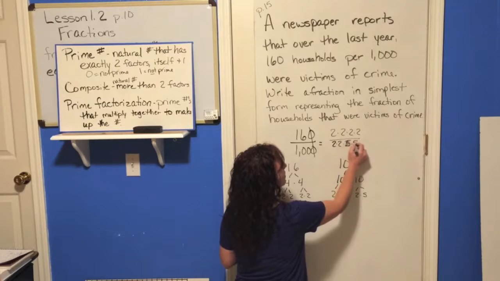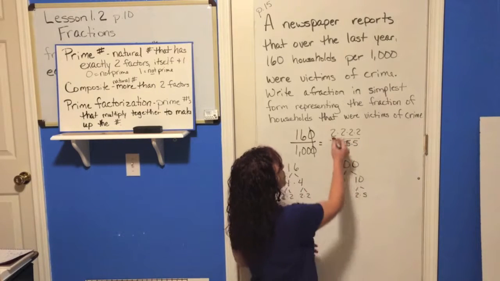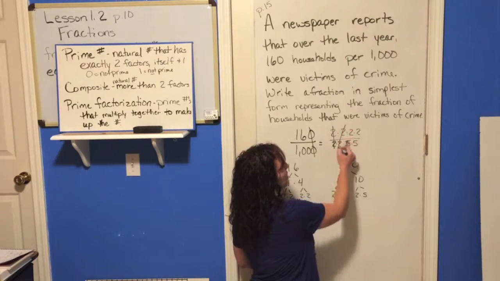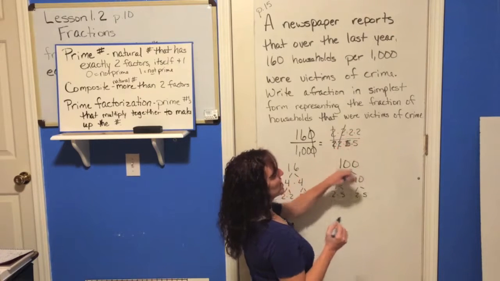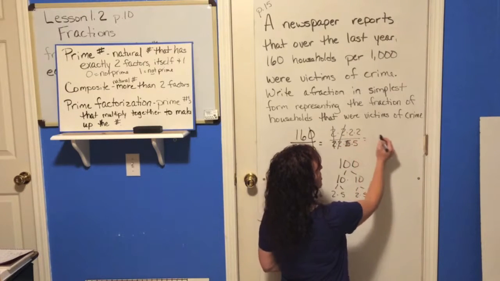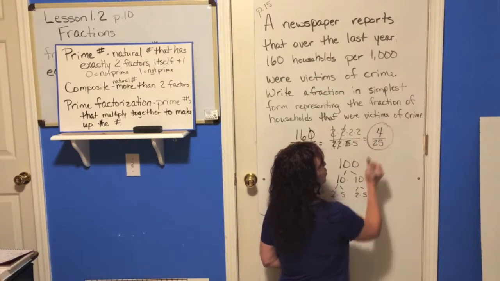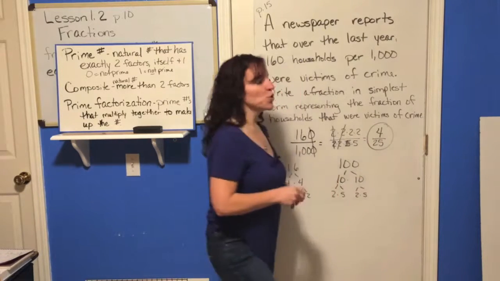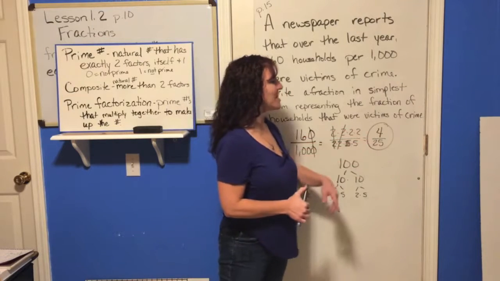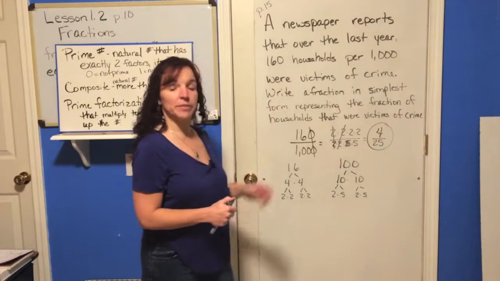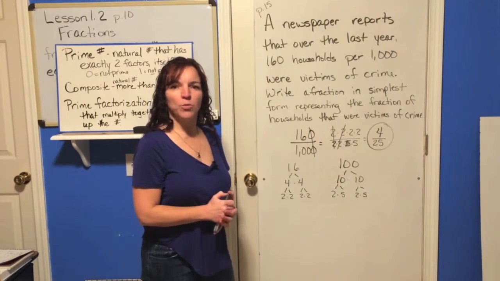There it is. So now our 2's match. We can reduce by these 2's. 2 and 5 don't match, so simply multiply through. 2 times 2 is 4. 5 times 5 is 25. So 4/25 is your reduced fraction. So 4 out of 25 households were victims of crime. I hope you weren't one of them.